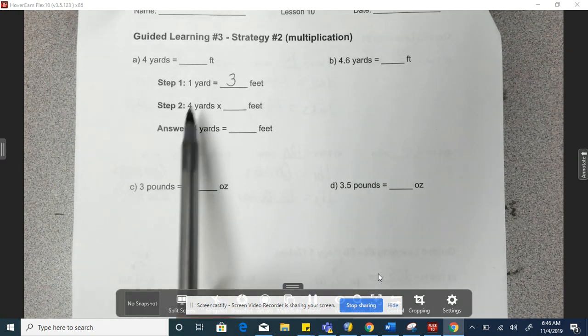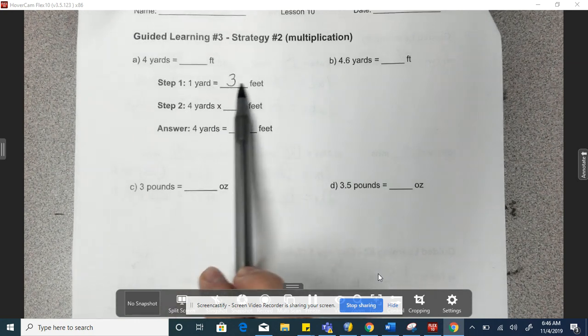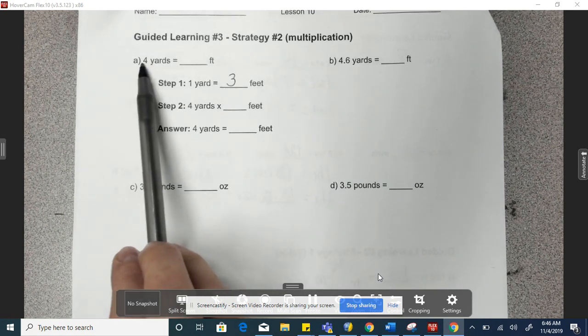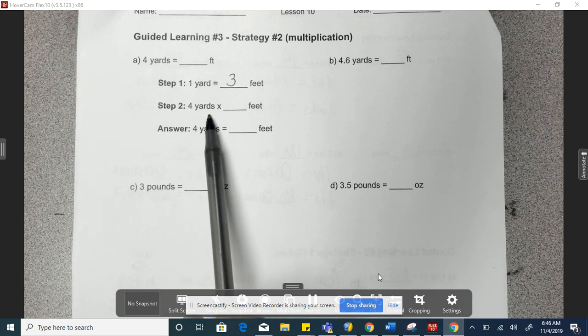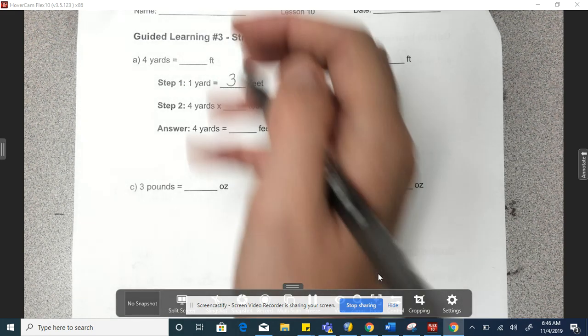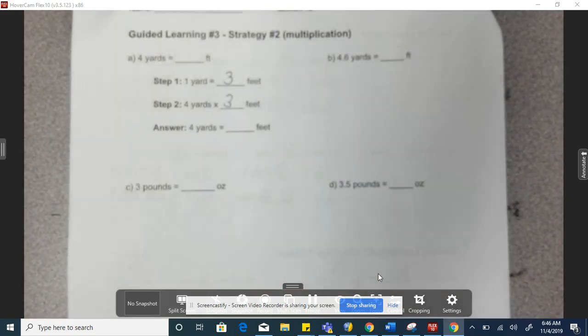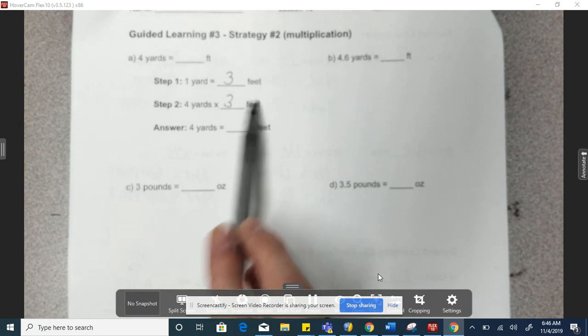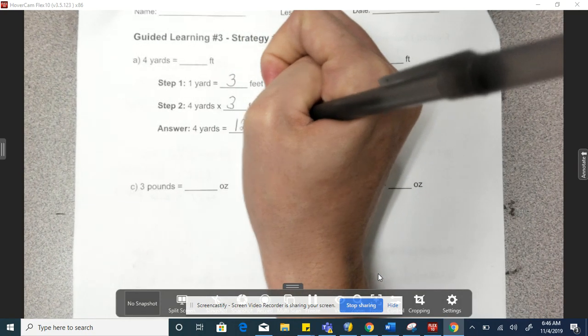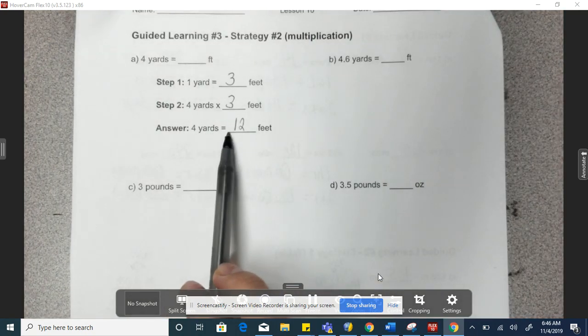So now, if 1 yard equals 3 feet, I'm trying to figure out how many feet 4 yards equals. I'm going to multiply 4 yards times 3 feet, since there's 3 feet in every yard. So 4 yards times 3 feet equals 12 feet. 4 yards is the same as 12 feet. My answer is 12.